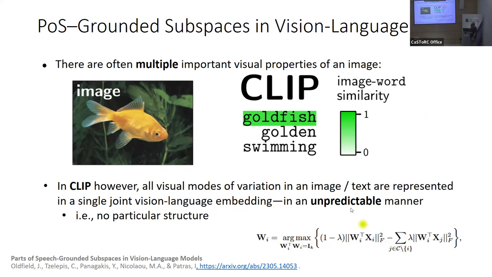Just to give you an example, if you use CLIP straight out of the box and you give this image, it's going to highlight goldfish as the most important keyword of the image. Golden is second and swimming is third. But who says that this should be the order? Why is, let's say, the goldfish here more important than the swimming part, right?